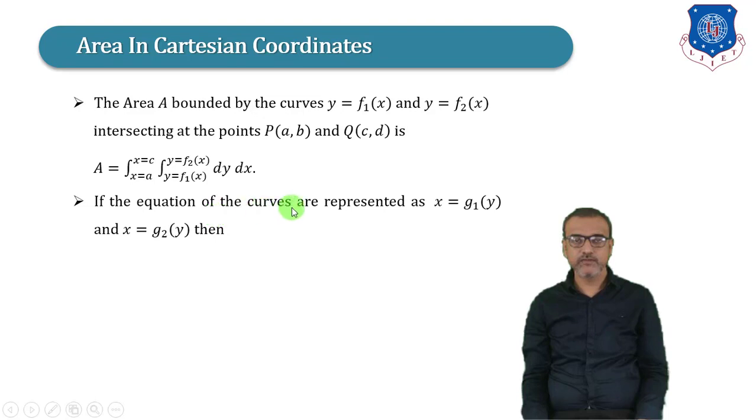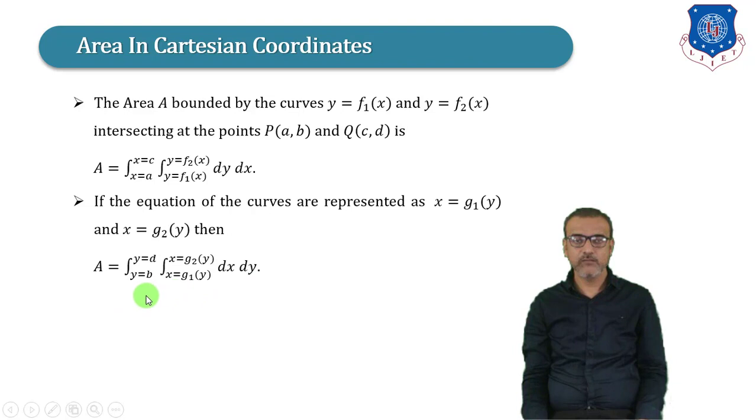If the equations of the curves are represented as x equals g1(y) and x equals g2(y), then the area is equal to integration from y equals b to y equals d. Now in this case we have to take these lines from y equals b to y equals d, whereas in the earlier case we have to take lines x equals a to x equals c. So the area in this case is equal to integration from y equals b to y equals d, integration from x equals g1(y) to x equals g2(y) dx dy.